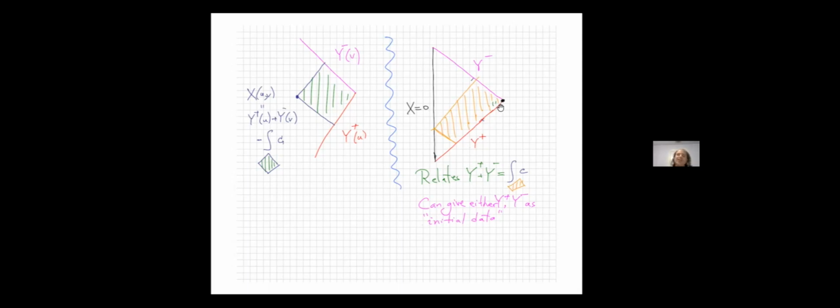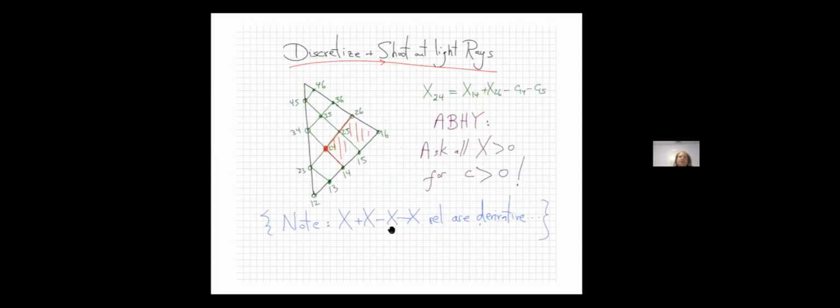And so now what that does is it puts a constraint between Y plus and Y minus, okay? Because X has got to vanish here, I learned that Y plus Y minus the integral of the source inside this yellow region has got to equal 0. So this relates Y plus and Y minus, and therefore I can give you Y plus as free data, and then Y minus is determined, or Y minus is free data and Y plus is determined. Or I could just give you this picture where I say I have Y plus, Y minus, as well as a constraint that X equals 0 there. Okay, so that's the first way you might imagine presenting initial data.